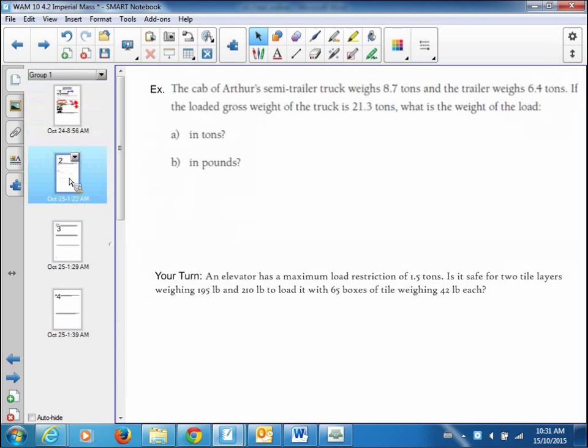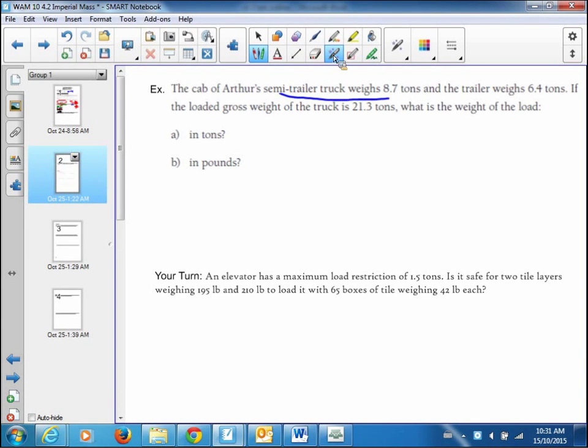Let's just see about this. Tons now. The cab of Arthur's semi-truck weighs 8.7 tons and the trailer weighs 6.4. If the loaded gross weight is 21.3 tons, what is the weight of the load? Now, do you understand the problem, kind of? The whole truck, the front of the truck, that's what we're talking about.